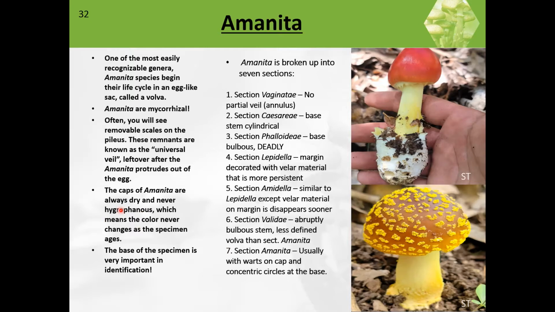And then the base of the specimen is very important to cover, and it's broken up into 7 sections. Vaginate, it doesn't have an annulus, right? So this one is a bad example because it does have an annulus, but it's hiding right there, right? So in younger specimens, you might not be able to recognize if it even has a veil or not. But usually you should be able to look right there.